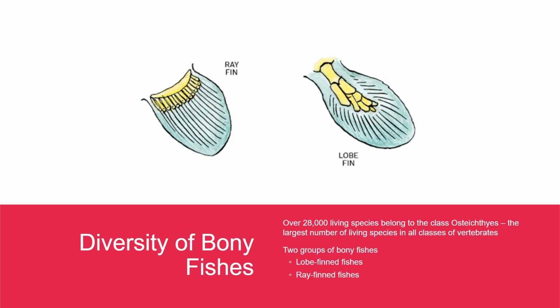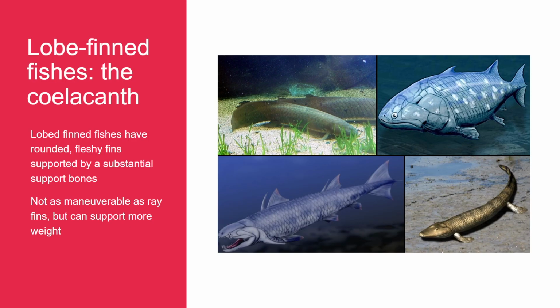We can also look at their fins. Here's a ray fin and here's a lobed fin. And there does exist within Osteichthyes ray finned fishes and lobe finned fishes. And even though there's over 28,000 living species that belong to this class, Osteichthyes, we still can further divide it.